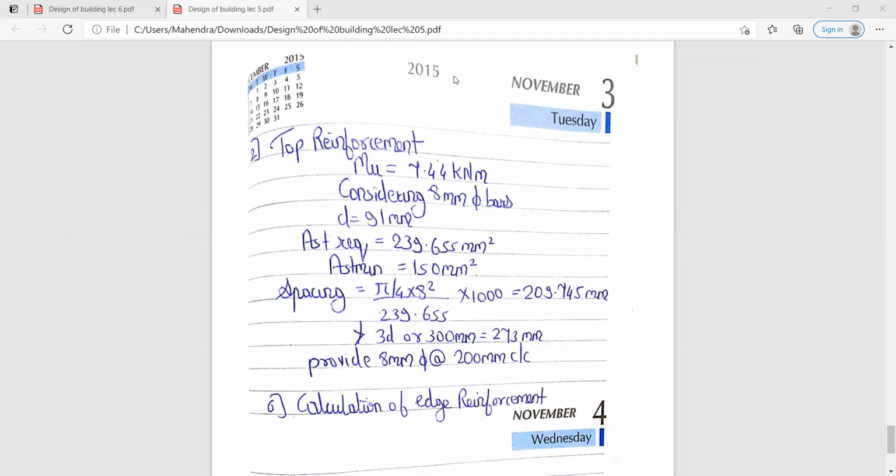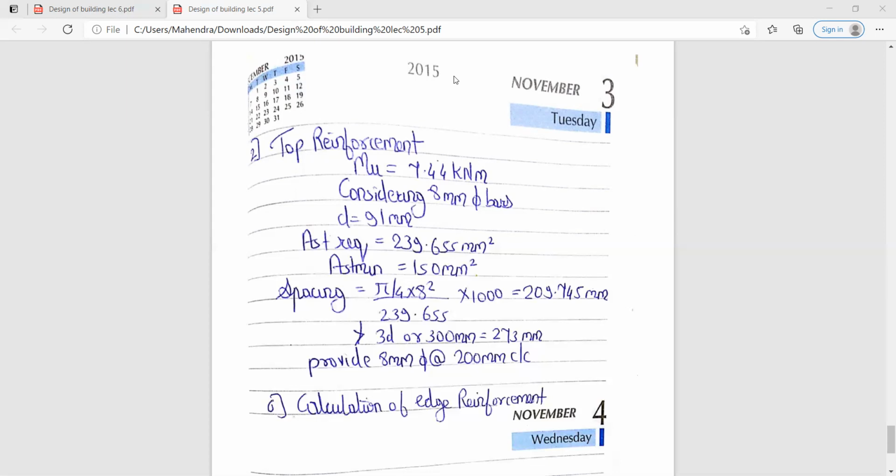After that, as you are going to use an 8 mm diameter bar, you need to calculate the spacing for that particular 8 mm diameter bar. So spacing you get is 5/4 into 8 square upon AST required. So the spacing you get is 209.745 after doing the calculations.